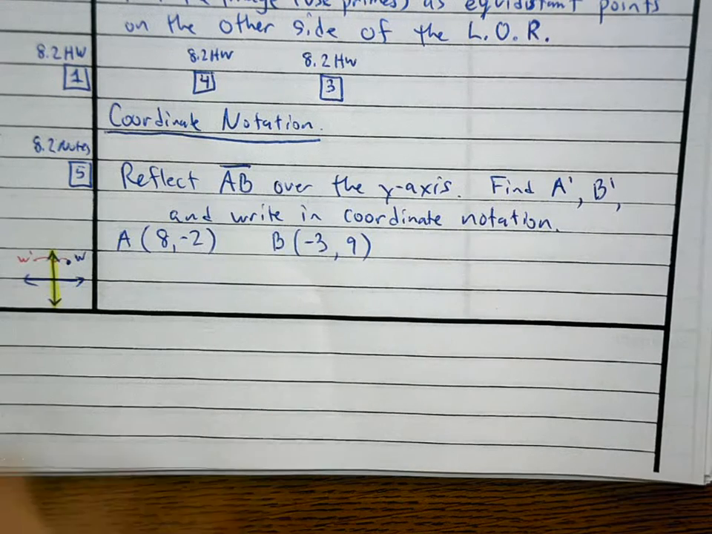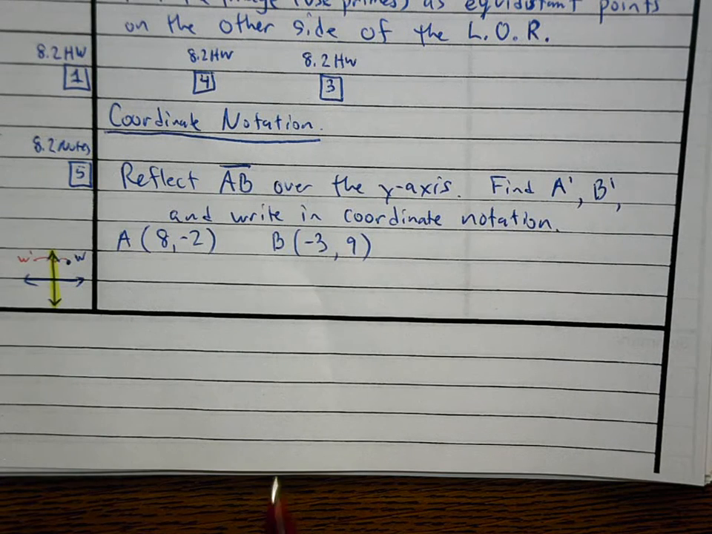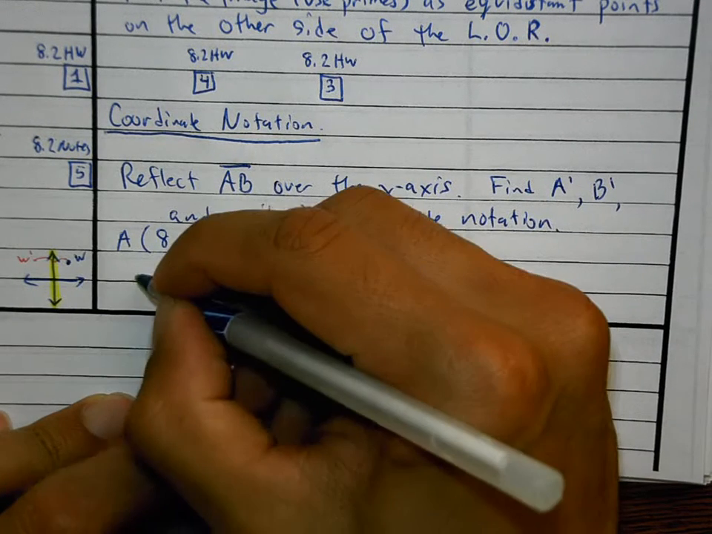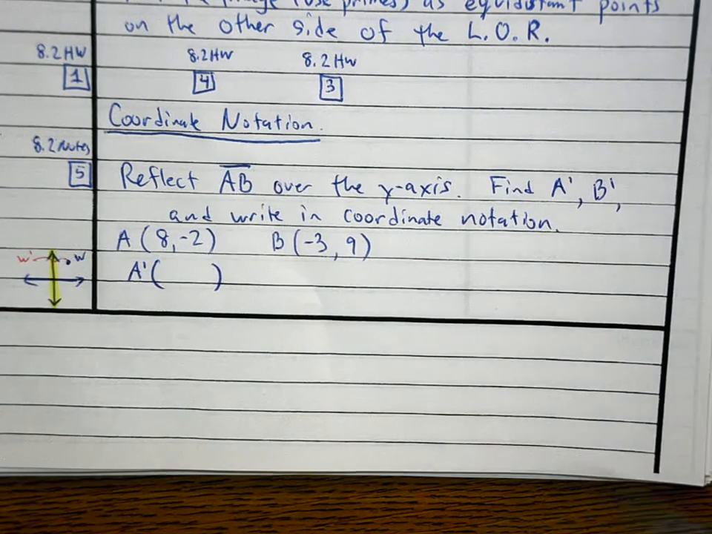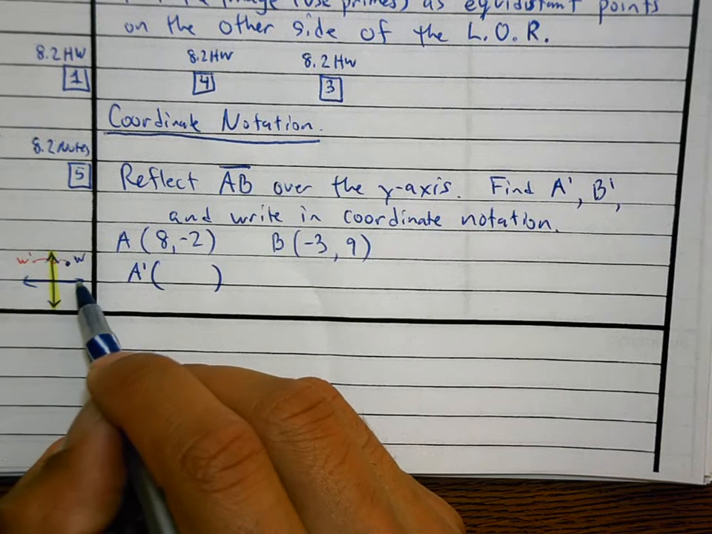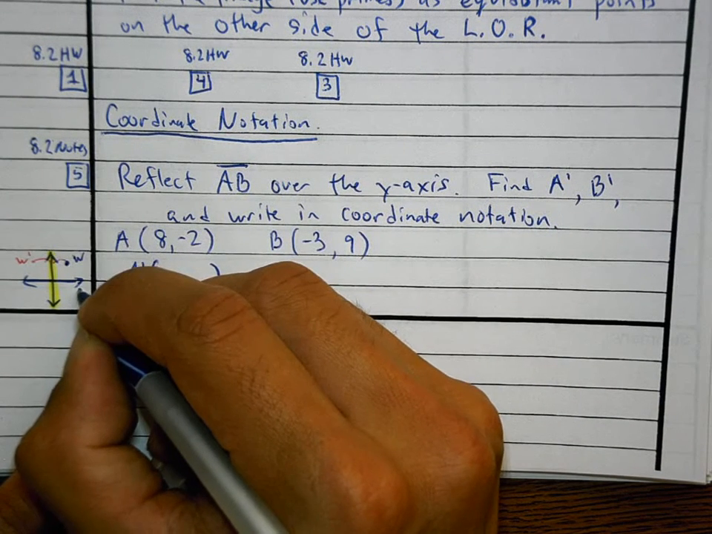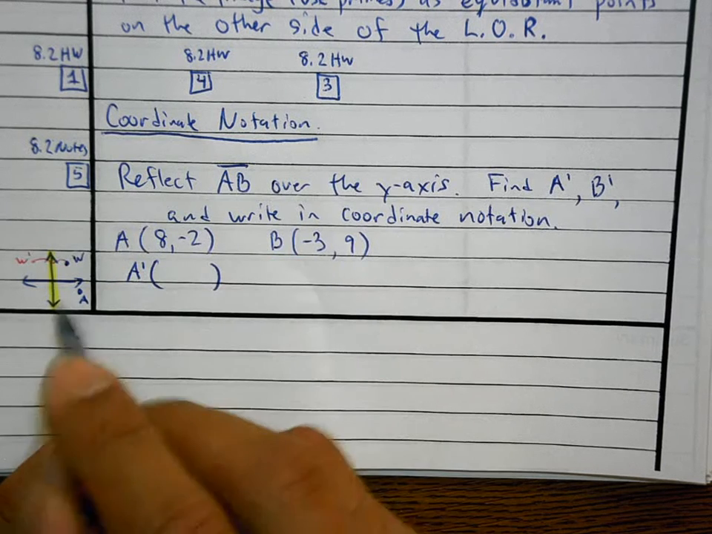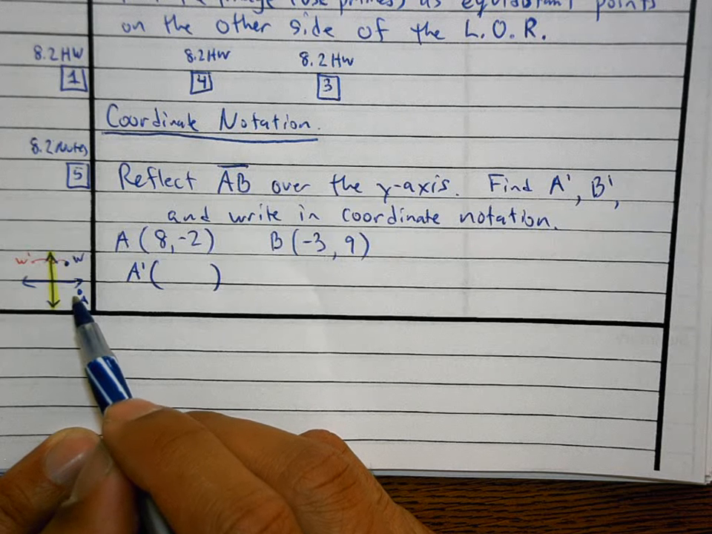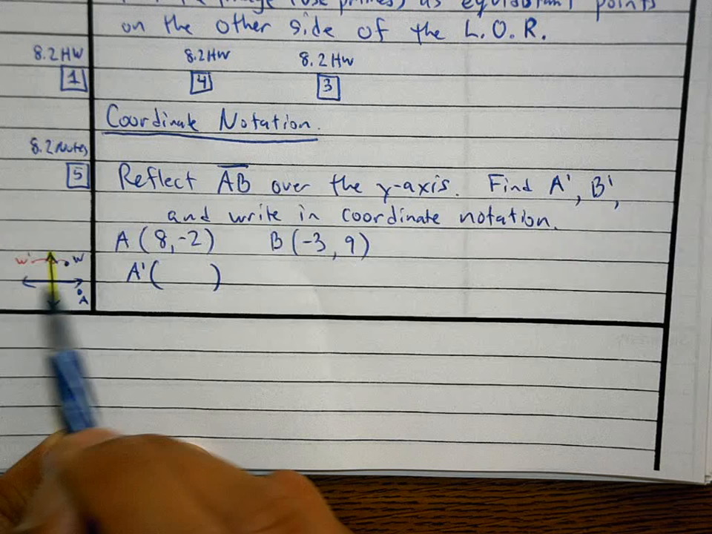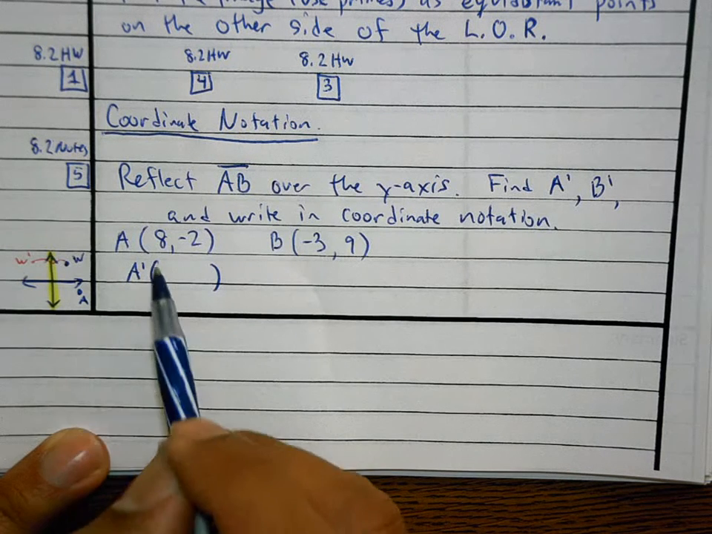Right? So let's think about this. We don't actually have to draw a picture to figure out what's going to happen with this value. A prime, let me write A prime right below it. If A is at 8, -2, let's put A right here. It went to the right 8 units, down 2 units. If that's where A is, and then I reflect it over the y-axis, what's your new x-coordinate going to be?